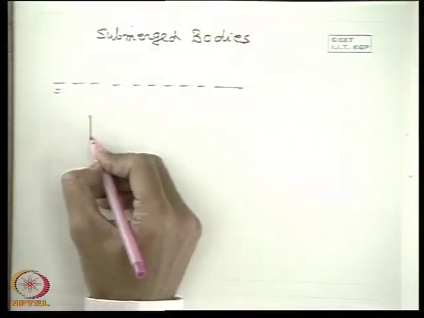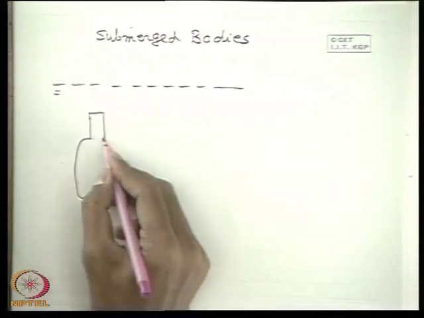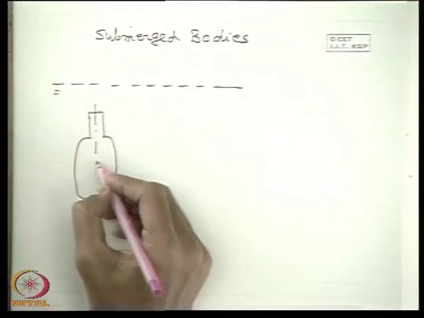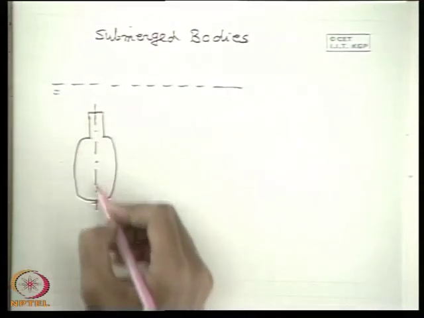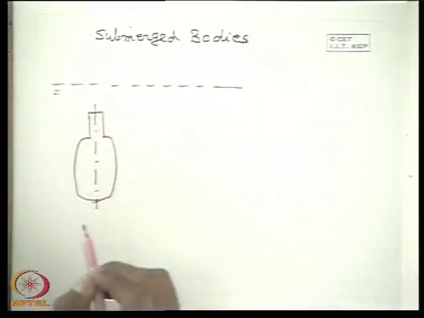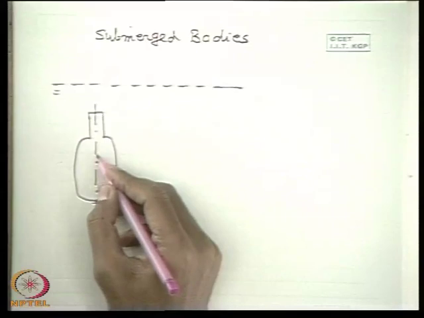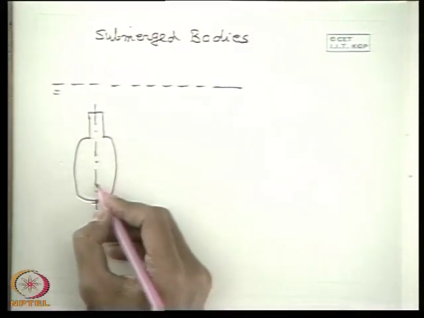Now what is the condition? Let us see a body like this. Now you see the center of gravity and center of buoyancy should be in this line. Now there may be three options regarding the point of application of center of gravity and center of buoyancy.